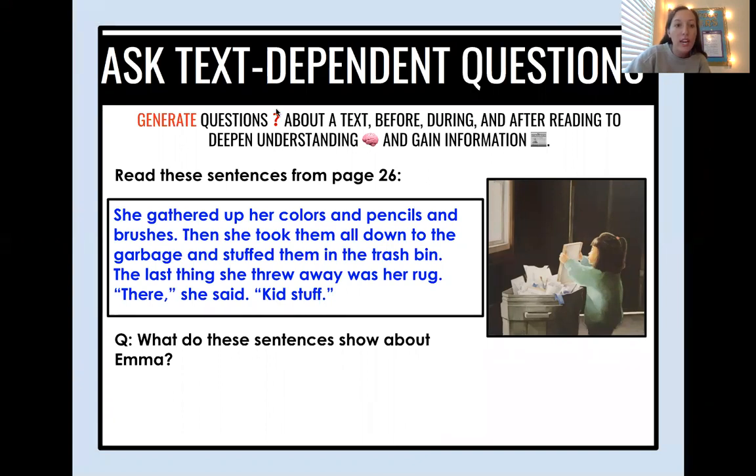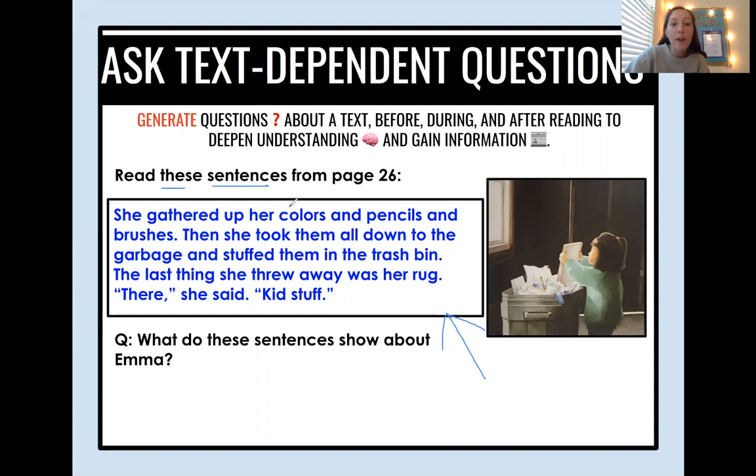So if we read the sentences from page 26, that means you're going to read what's in this box right here. I know that you guys don't have a book, so when it says read these sentences, you're looking at the box in blue. So let's go ahead and read.